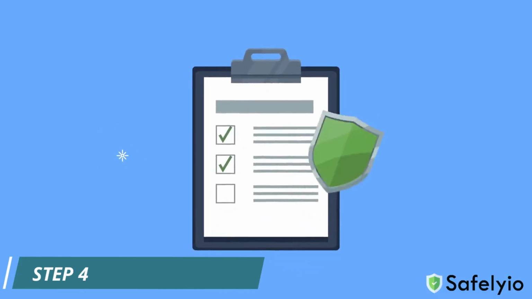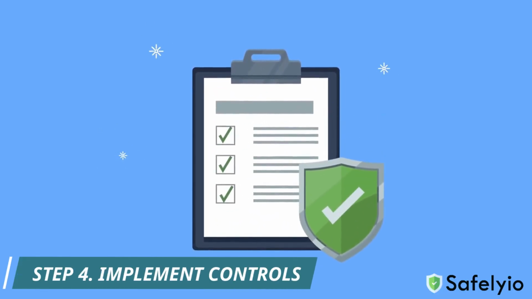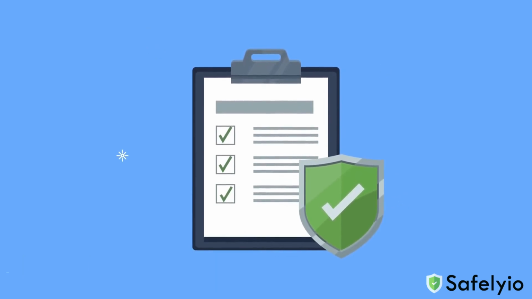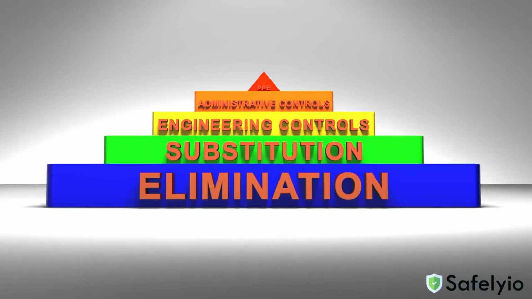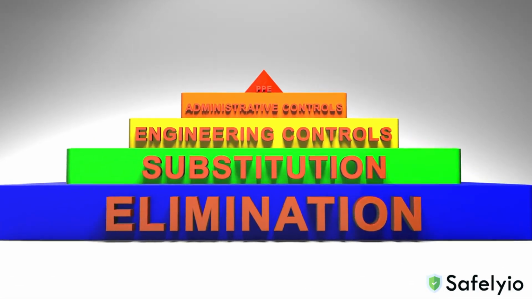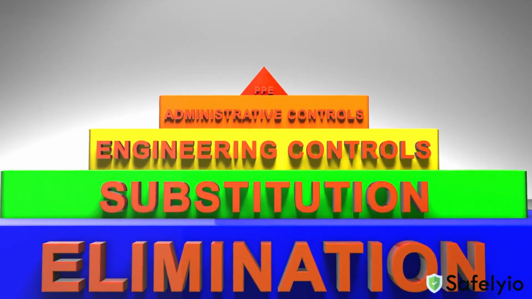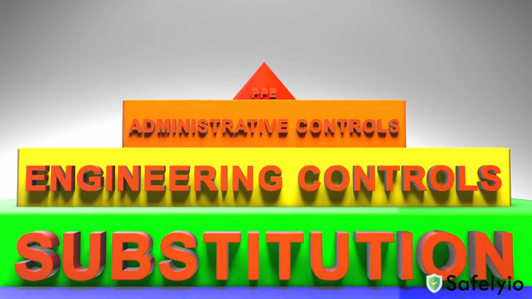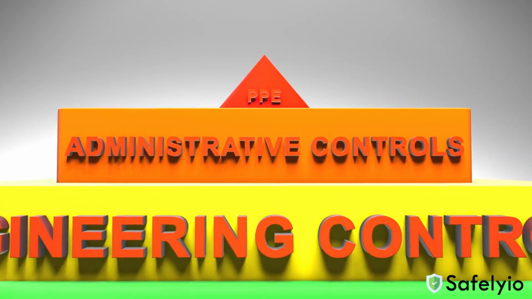Step 4 is to determine how to control the hazard. When the hazards are identified, list the safety measure that will be used to control or eliminate the hazard. The hierarchy of controls should be used in this step to eliminate risks if possible. Use engineering or administrative controls, or use personal protective equipment.